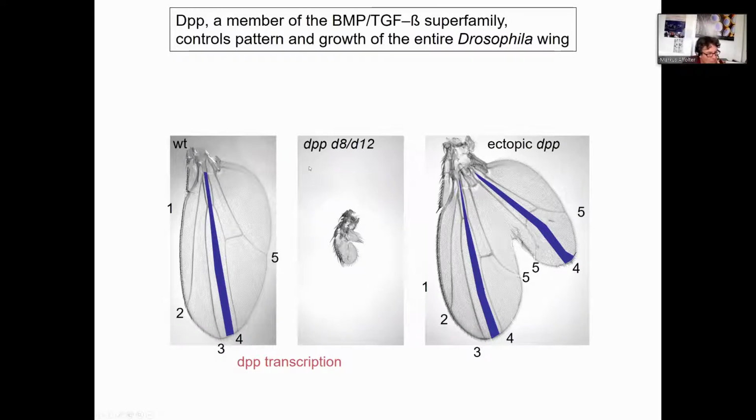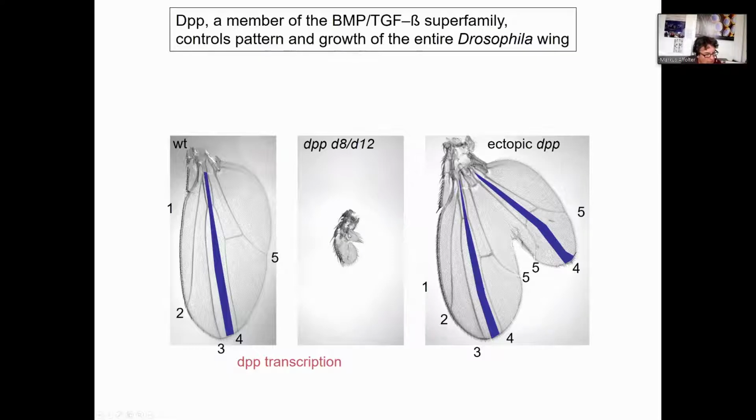Why was DPP so fascinating? This is the wing phenotype when you remove DPP. This is not an S allele, this is a D allele. There are many alleles of DPP. S4 lacks expression in the gut. D8 lacks expression in the wing imaginal disc, has gut expression. And D12 also lacks expression in the wing and has gut expression. As trans-heterozygotes, they give rise to these wings. So DPP is required to make the wing, for growth and probably for patterning of these veins.